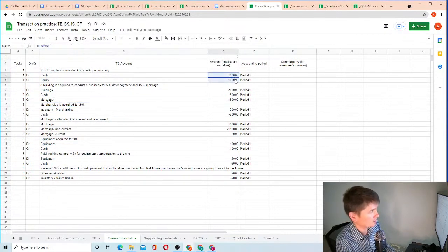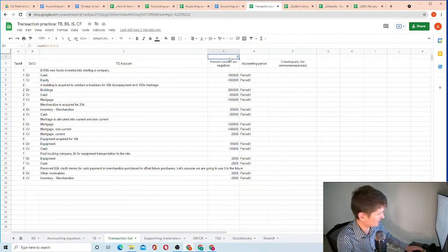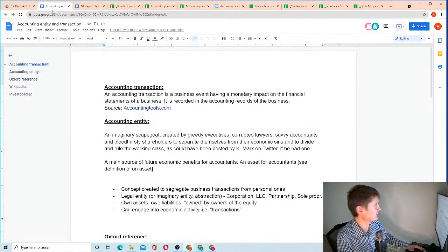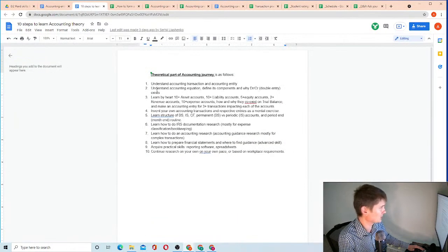Okay, so in order to explain why I have debits and credits here, and why I have positive and negative amounts, and you also can see that I have 0 at the top, and that 0 is just the sum of all transactions, I need to explain the concept of the accounting equation. Let's see what we have here as a second step in our theoretical journey. Our second step is to define the accounting equation and its components, and why debits and credits exist, and why debits should equal credits.